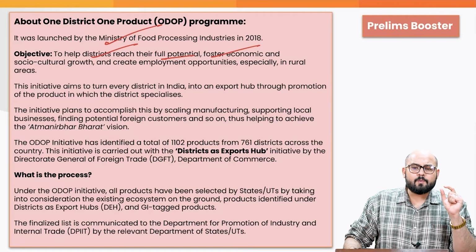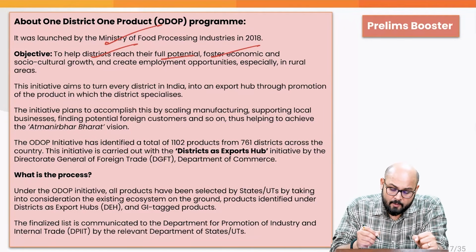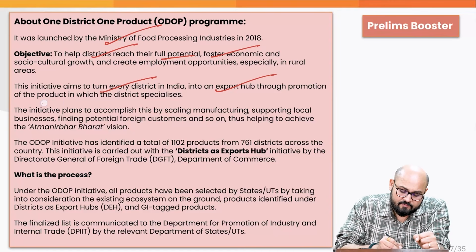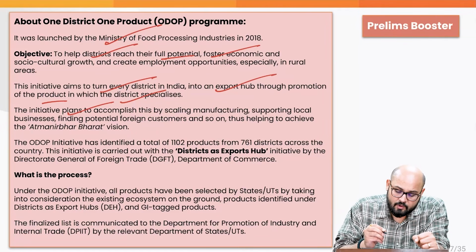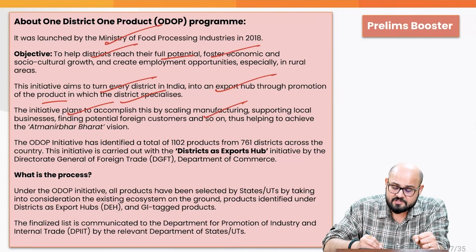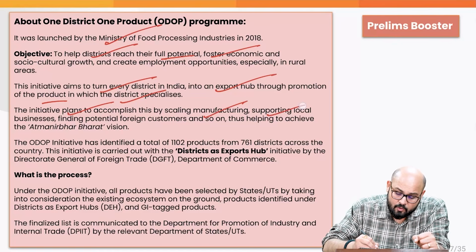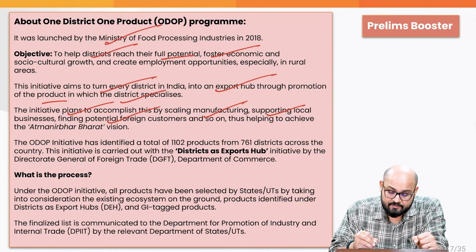So that would, in a way, give a boost to the local manufacturing capacity and create employment opportunities, especially in the rural areas. The initiative aims to turn every district in India into an export hub through the promotion of the product in which the district specializes. The initiative plans to accomplish this by scaling the manufacturing, increasing the manufacturing base, providing the incentives, supporting the local businesses, finding the potential foreign customers, and so on, and therefore helping to achieve the Atmanirbhar Bharat vision.